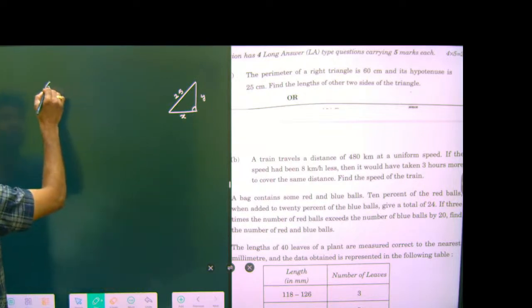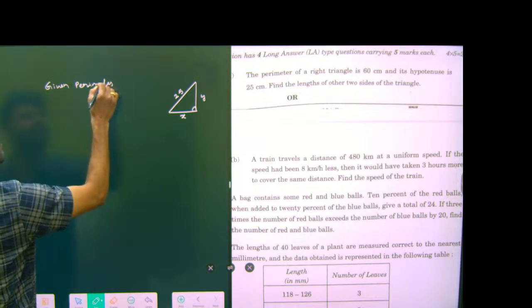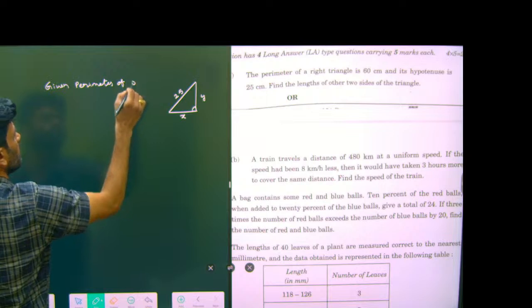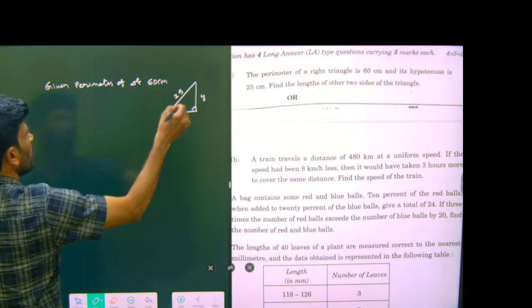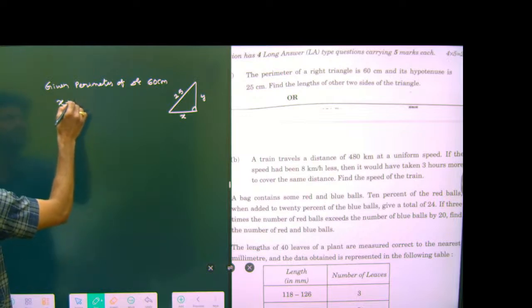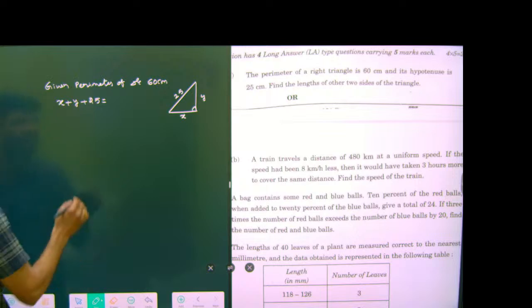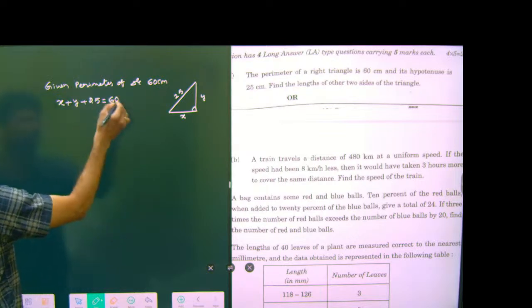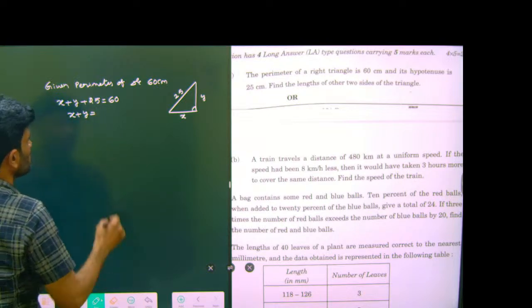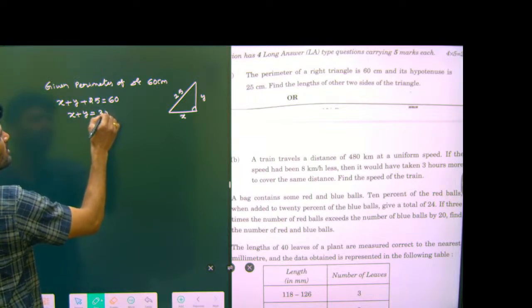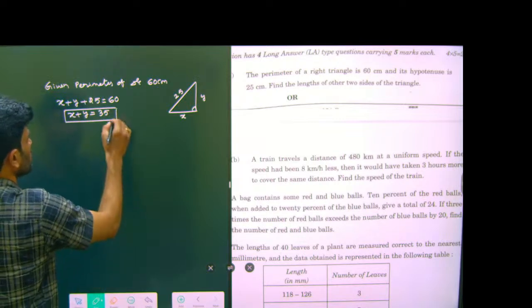Given perimeter of triangle 60 centimeters. How do we get perimeter of a triangle? Three sides are x, y, 25. X plus y plus 25 is equal to 60. From this we get one equation. X plus y is equal to 60 minus 25. 60 minus 25 is how much? 35. This is one equation, equation 1.